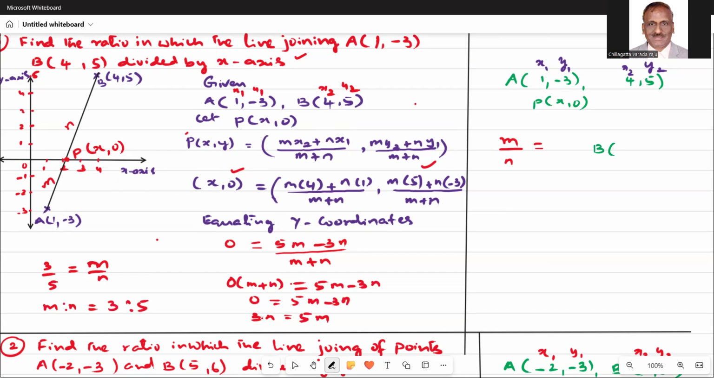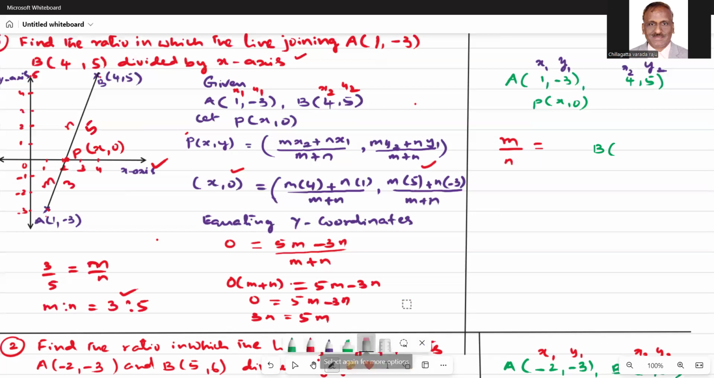That means this point P, which is cut by the x-axis, divides the line joining points A and B in the ratio of 3 is to 5. That means A to P is 3 parts and P to B is 5 parts. So the x-axis cuts the line joining points A and B in the ratio 3 is to 5. This is what they usually ask for 2 marks or 3 marks in the board examination.